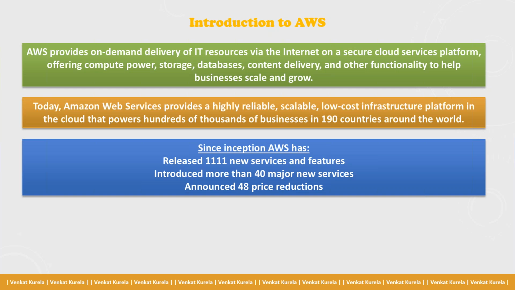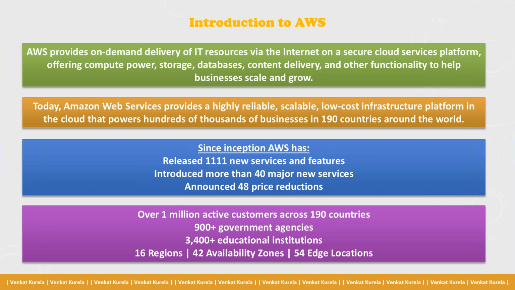Since the beginning of AWS, that was in the year 2002, they have released so far 1111 new services and features, and 78 major services. The slide needs to be updated here. It was 40 about a year and a half back. Now it is 78 major services, and they have announced 48 price reductions. Again a question here, Venkat, if it is so reliable, so scalable, how are they able to reduce the price 48 times in a span of 10 years since 2006? How are they able to do it?